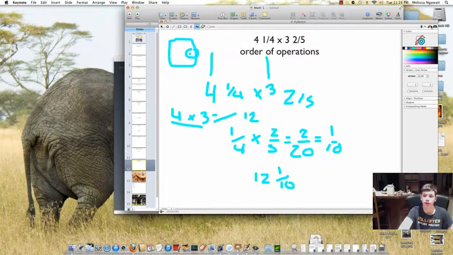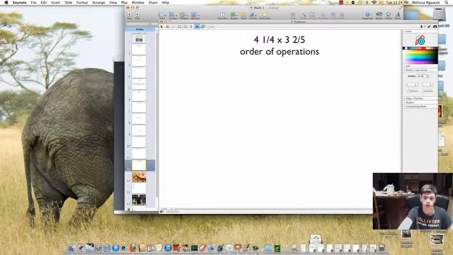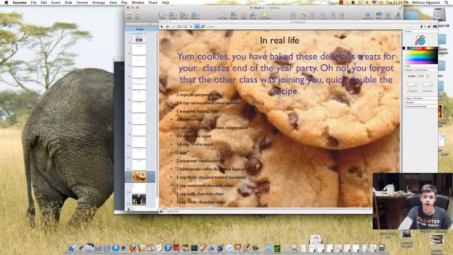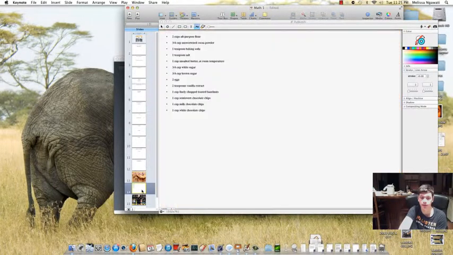Let's apply what we have learned to real life. Yum! Cookies. You have baked these delicious treats for your class's end of the year party. Oh no, you forgot that the other class was joining you. Quick, you have to double the recipe. I have the recipe here. So, for this question, we need to double each of these.